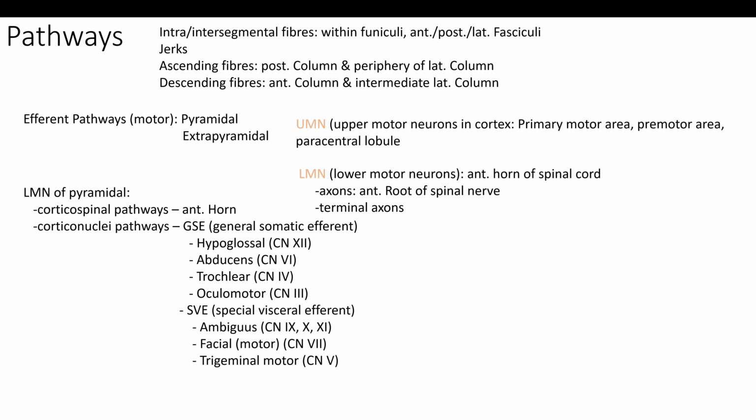Basically, there are the short intersegmental fibers lying close to the gray matter of the spinal cord. They are present in all funiculi and form anterior, posterior, and lateral proper fasciculi. They are responsible for proper spinal cord activity and contain at least two or more neurons. Examples are the knee jerk, ankle jerk, and biceps jerk, with ascending fibers in the posterior column and periphery of the lateral column. Descending is anteriorly, and the intermediate part of the lateral column of the spinal cord.